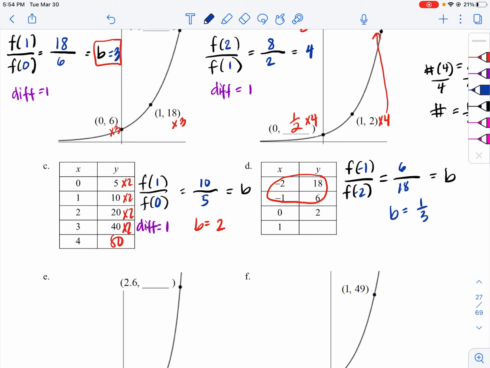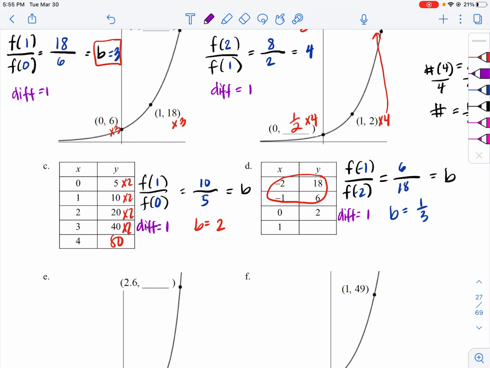B is 1/3. Now we have to identify: is this the b value? Is this b squared? Or is this b cubed? So we need to find the difference, and that's just 1. Right? From -1 to -2, or -2 to -1, that's 1 unit apart. Okay? And because that's 1 unit apart, this 1/3 is our b value.